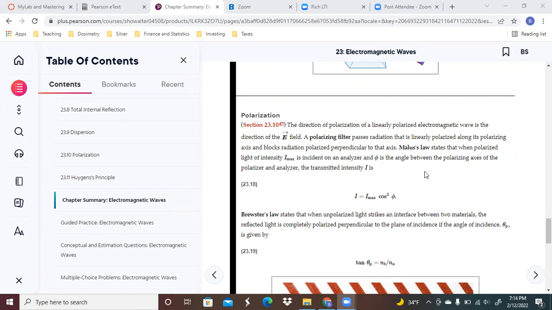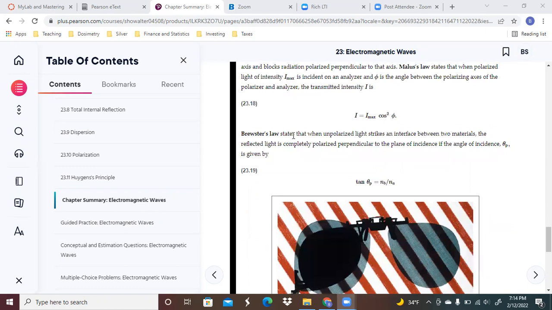that axis. Malus's law states that when polarized light of intensity I max is incident on an analyzer, and phi is the angle between the polarizing axes of the polarizer and the analyzer, the transmitted intensity is going to be reflected as this. Brewster's law states that when unpolarized light strikes an interface between two materials, the reflected light is completely polarized perpendicular to the plane of incidence if the angle of incidence is given by this.